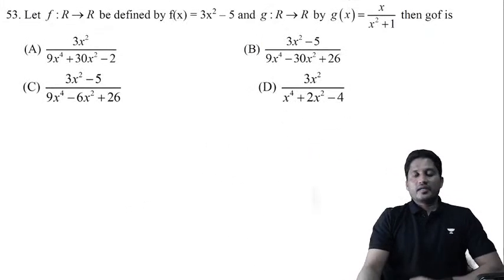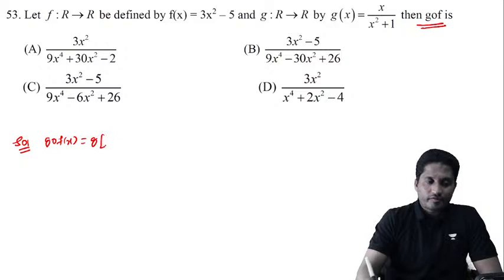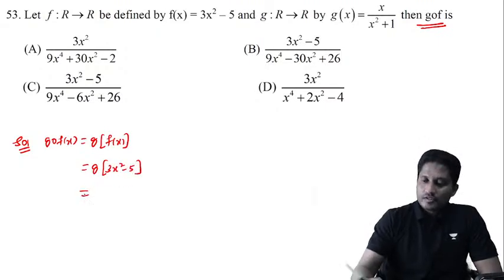Question number 53. What is G circle F? It's a direct question. Similar problems are there in NCERT only. G circle F of x is equal to G of f of x. This G I'll keep as it is. Fx is equal to 3x square minus 5. G of x is x divided by x square plus 1, right?